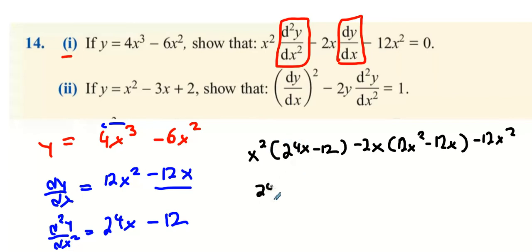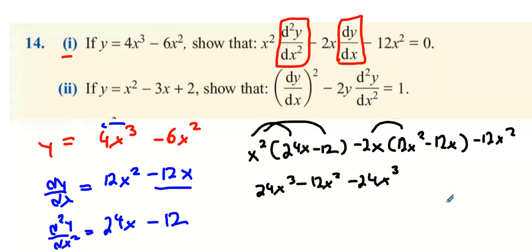So we're going to get 24x cubed minus 12x squared when we multiply that out. Then we're also going to get a minus 24x cubed plus 24x plus 24x squared, I believe. Now that's minus 12x squared. The 24x cubes cancel. Oh, sorry, my fault. The 24x cubes cancel, which is these two. And then the 24x squared cancels the minus 12x squared and minus 12x squared to become 0.